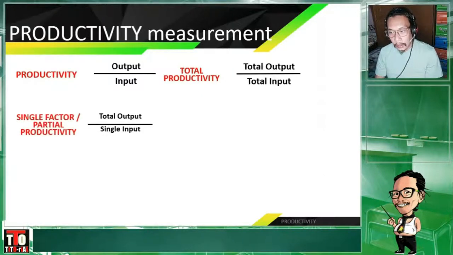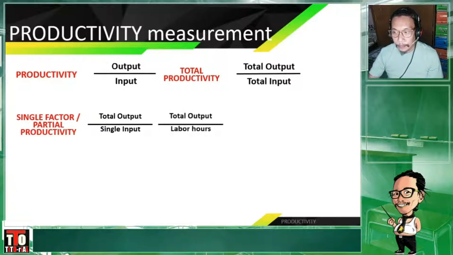Now, pwede rin kasi we go to a more specific. Alamin natin how productive is our labor, like your total output divided by your labor hours. And that is what we call now as a single factor or partial productivity. Tinitignan lang natin yung isang factor ng production natin. Tinitignan lang natin isang factor ng input natin and how it is related with our output. So example of which is the labor hours. So, total output over labor hours.